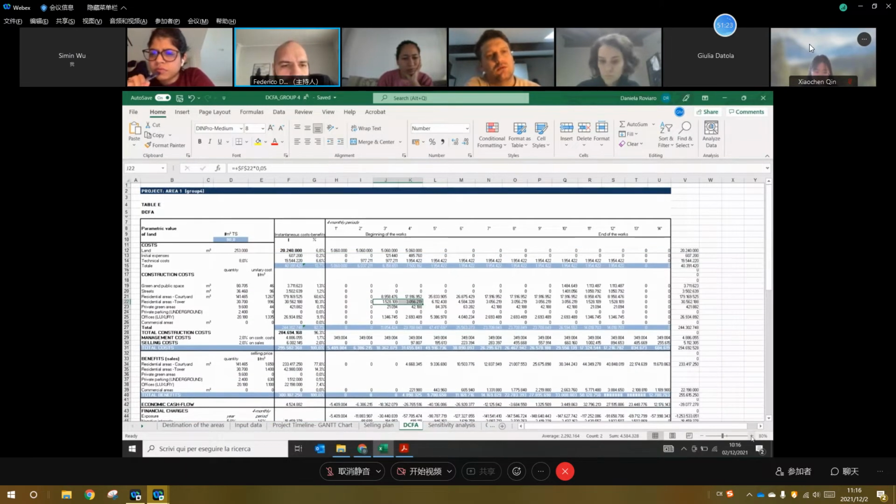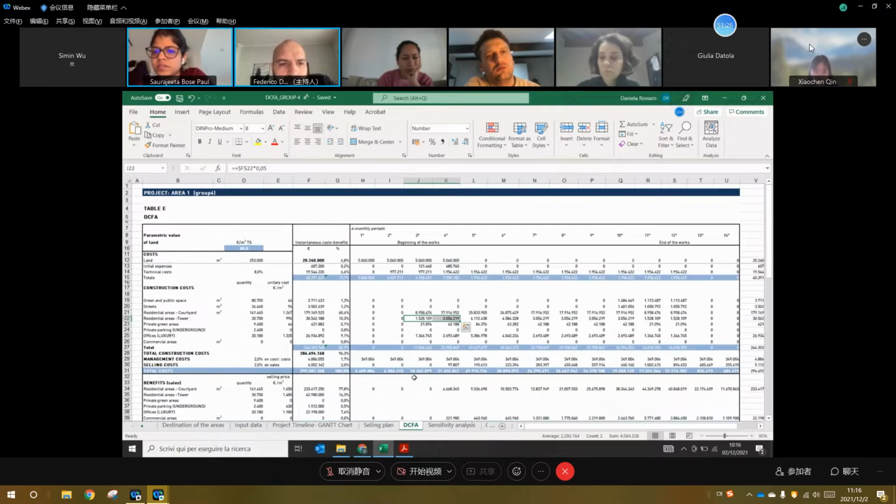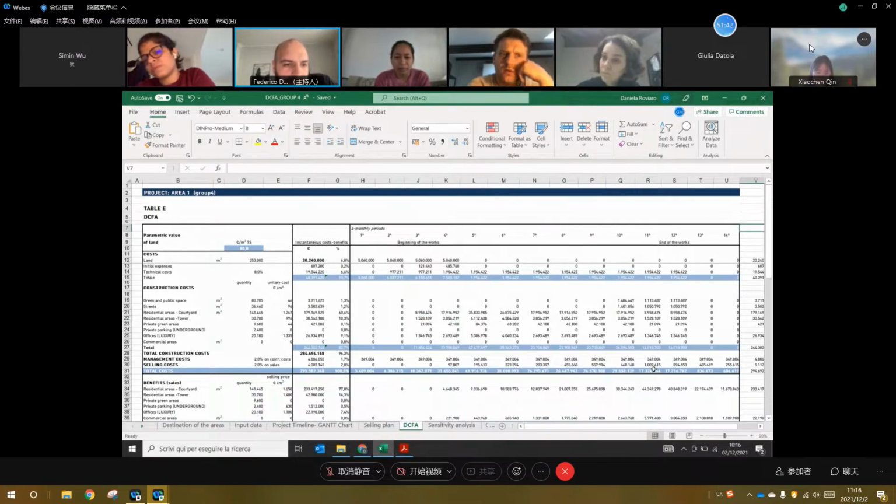This is for monthly periods distribution, yes, or will you change this? Because this distribution of cost is not coherent with the Gantt chart. Yeah, right now it is not. It is following the selling plan. And also the selling plan maybe is not coherent with the Gantt distribution chart of the benefits. Okay, so we'll change the Gantt chart.